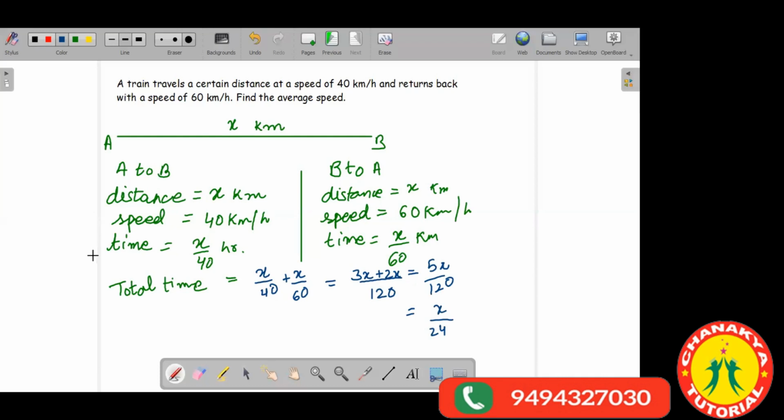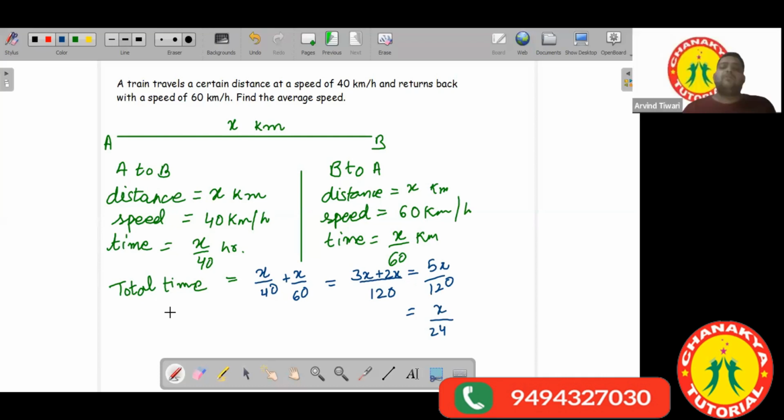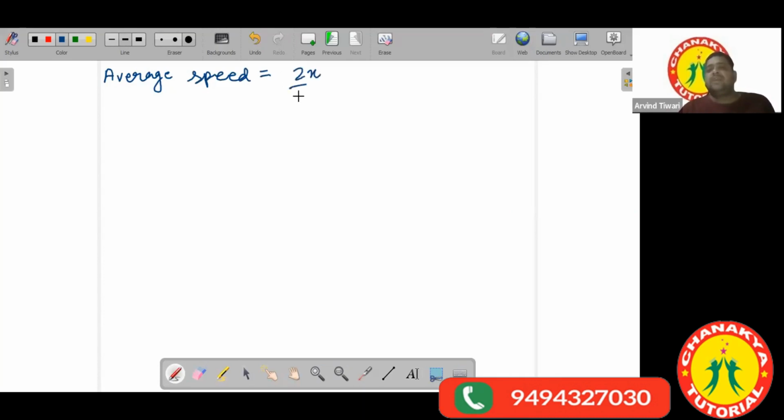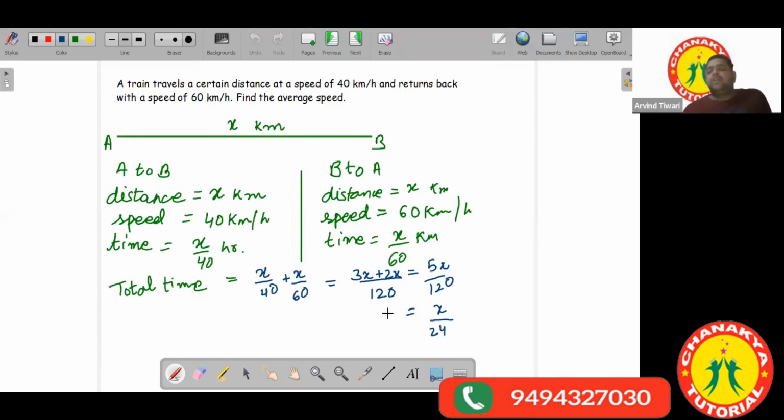Okay. So now we will find out the average speed. We will use the formula for average speed. Average speed is given by total distance by total time. The total distance over here is 2X. The total time is X by 24. See, we got here X by 24.